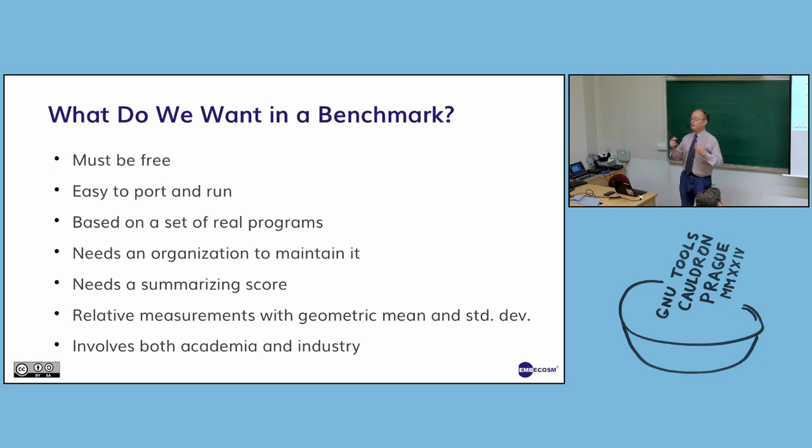And secondly, do your averages using geometric means and geometric standard deviation. Geometric mean because it tends to flatten out outliers. And measure the standard deviation so you can see what variability you've got, so you can see if there is a problem. And lastly, it needs collaboration. It needs the insight, the vision, the blue sky thinking of academia, but it also needs the practical real world of industry involved.